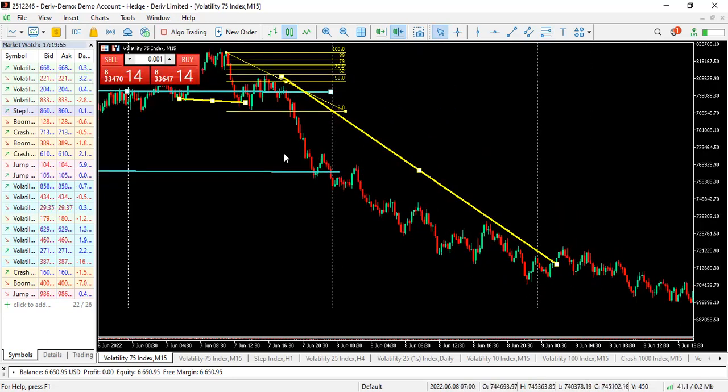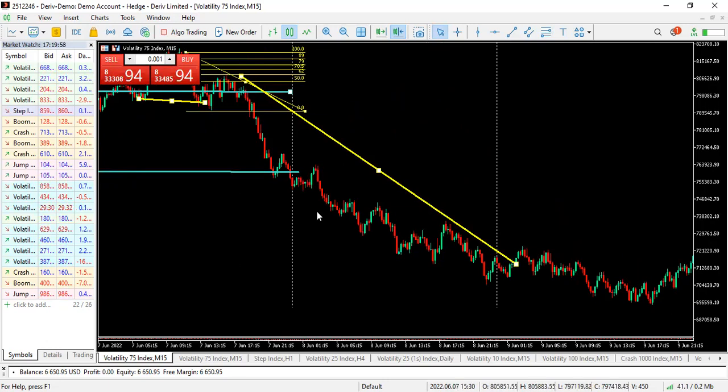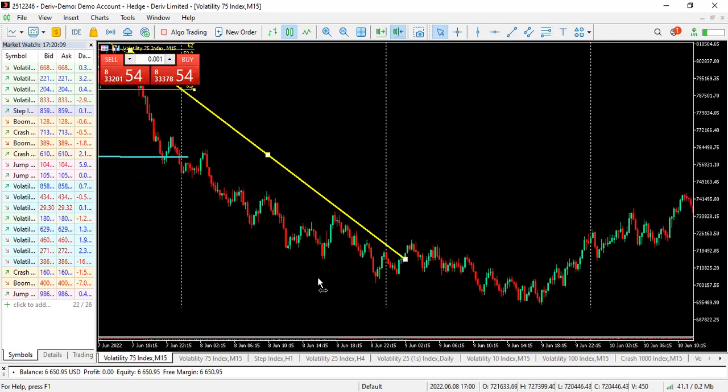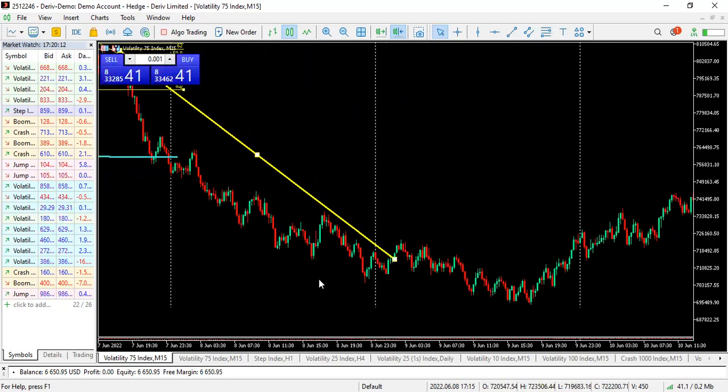Even with the least lot size on VIX 75, you sold all through the day. This move would have given you probably up to $50 on the least lot size. So you take your trade and you are good to go. You keep on repeating this on a day-by-day basis.